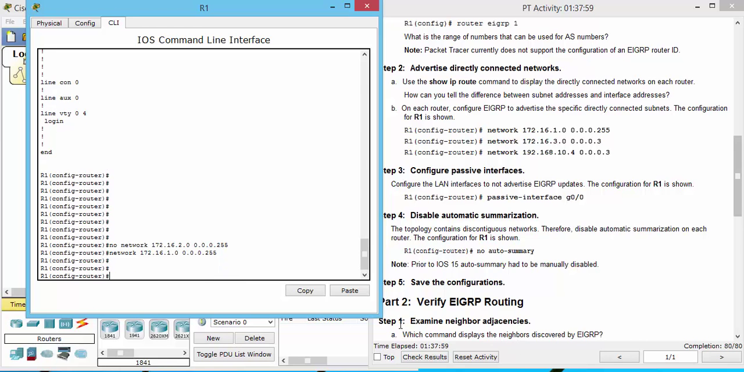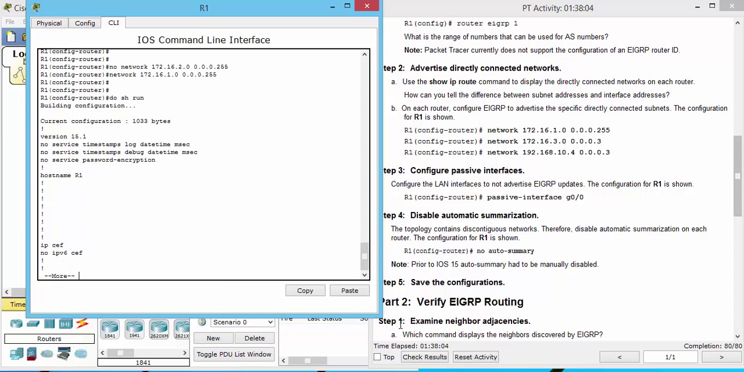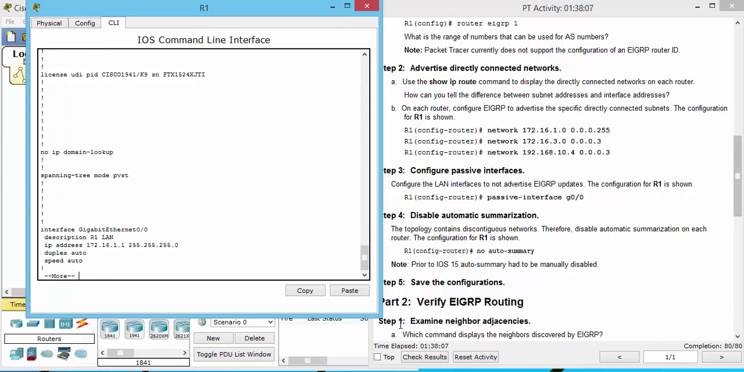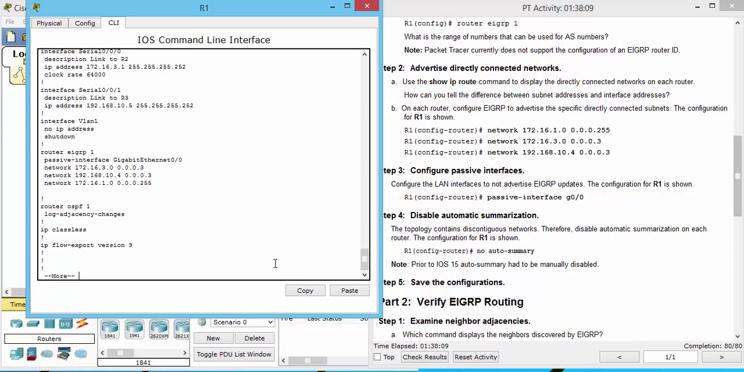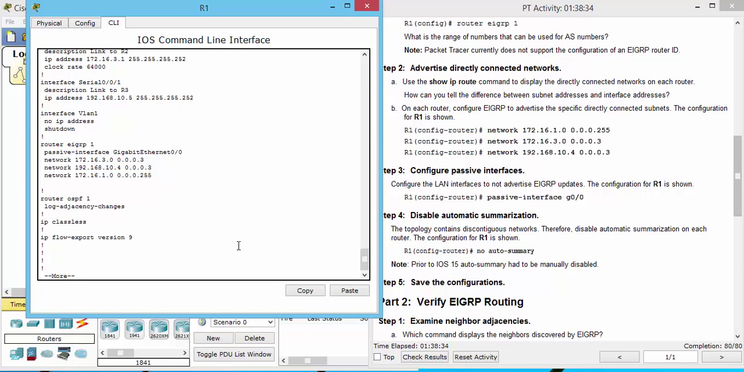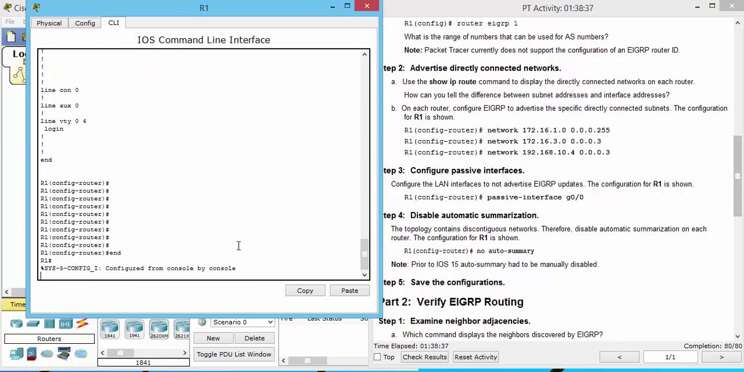Now we do show run, and we see that it has been corrected: 172.16.1.0, 172.16.3.0, and 192.168.10.4. Then we do a copy run start.